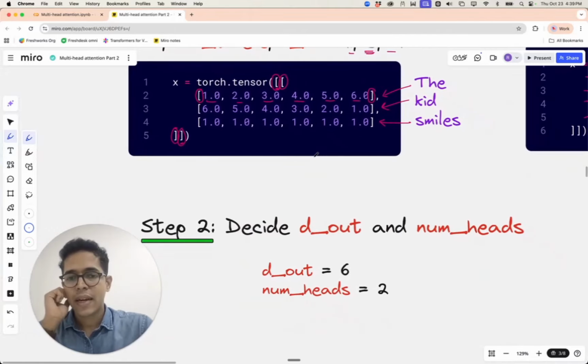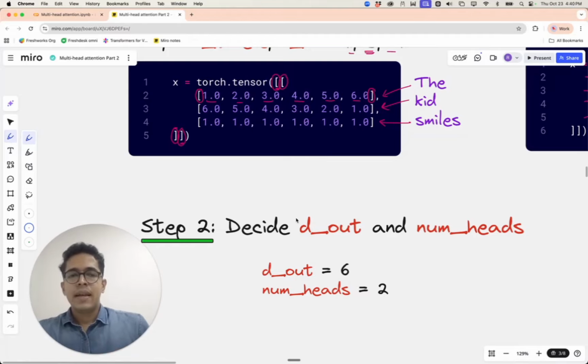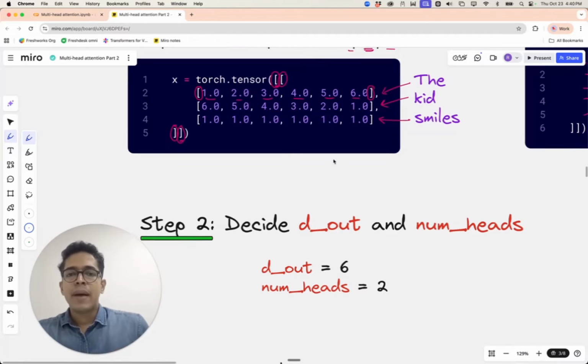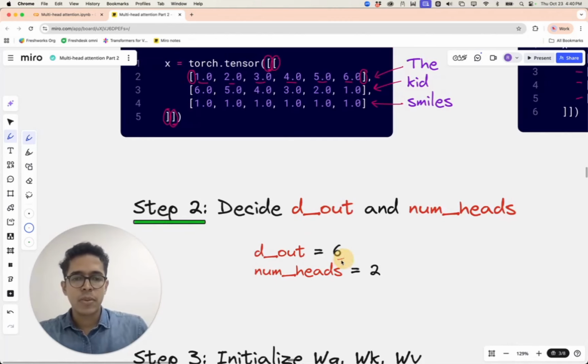Now we have to decide what should be our final output dimension and what should be our number of heads. Let's say our final output dimension should match the input dimension, which means when we create the final concatenated output vector, I don't want my dimensionality to change. So let's keep it at 6. So output dimension will also be 6 for every single vector. And we'll say the number of attention heads in the multi-head attention is 2. Fine. So we decided that.